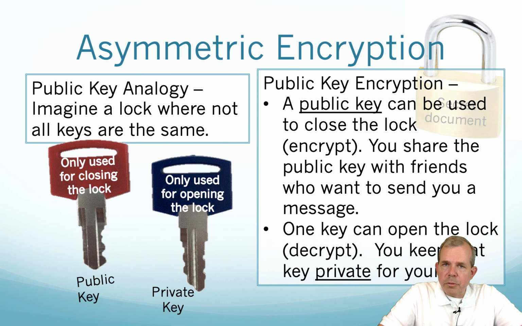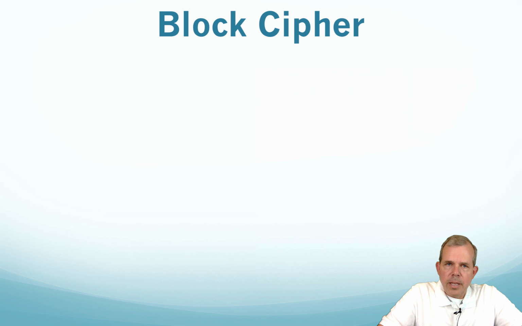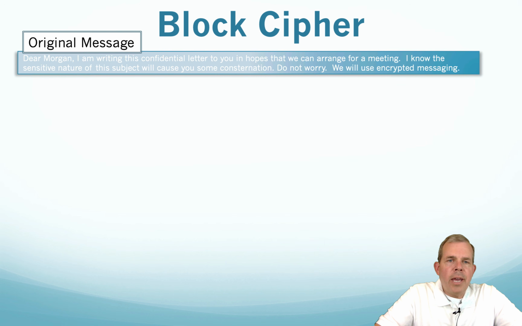The type of encryption that we're talking about today is the symmetric type, where you have a single key to lock and unlock your document. Now, the algorithm we're working with is called a block cipher. Let me explain what that looks like. Let's say we have a secret message. It's written in plain text right now, and we want to encrypt it.